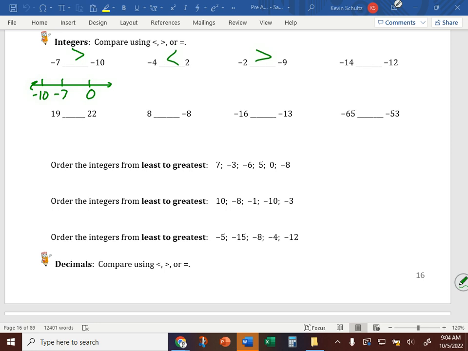What symbol should go in between here? Less than. Very good. -14 is less than -12. Right? On a number line, -14 is further to the left. Okay?